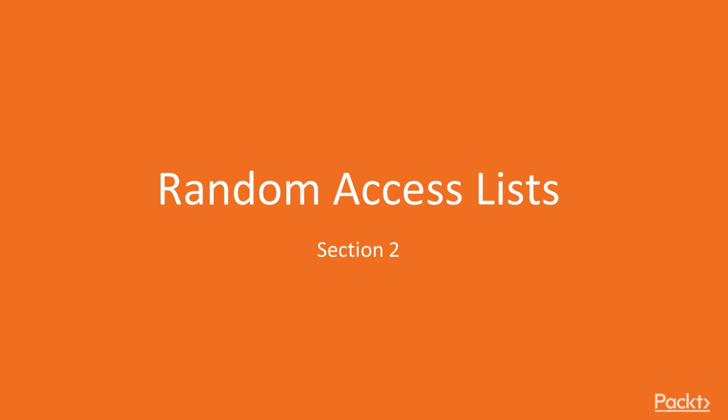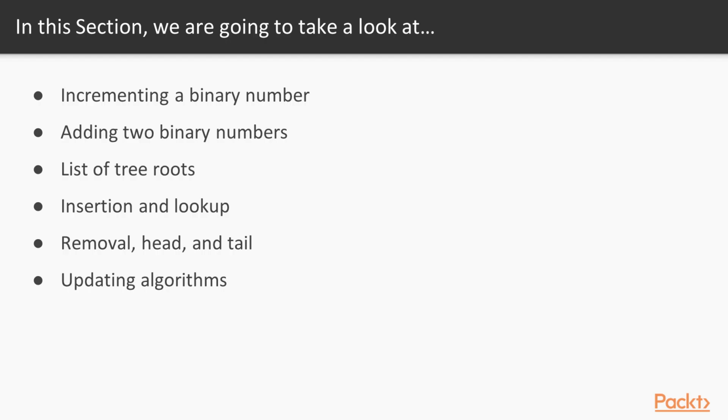Welcome to the next section, Random Access List. In this section, we'll see a list implementation that provides efficient lookup and update operations, in addition to the usual head, tail, and cons operations.